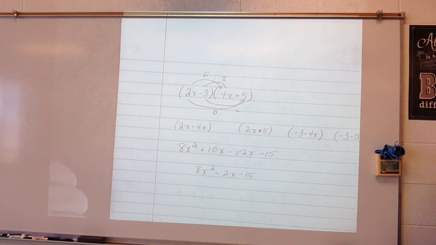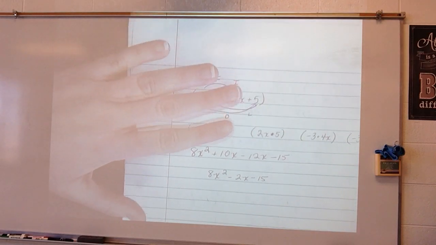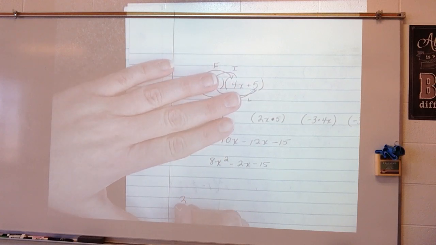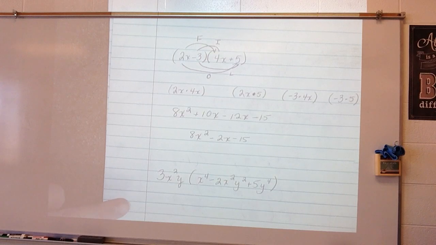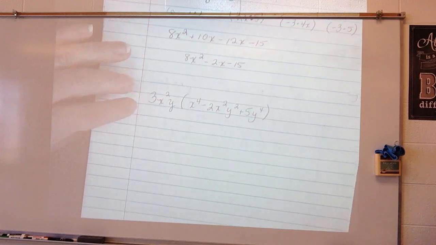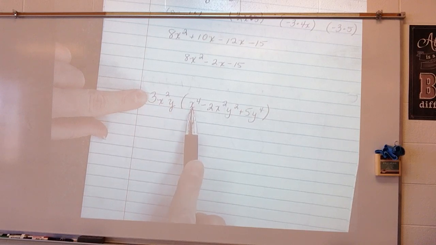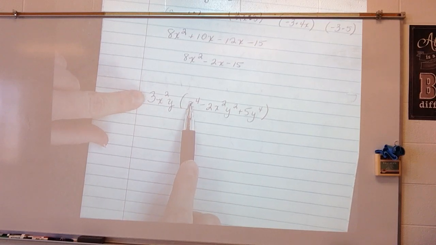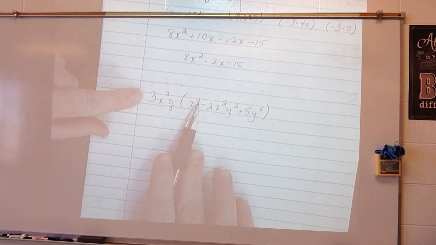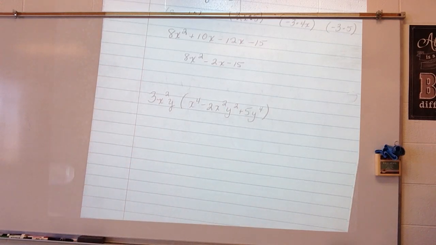You're not always necessarily going to use the FOIL method, but the one thing is you do have to remember to make sure you're multiplying by everything. So let's look at something like this. Here's what you have to understand about a problem like this. I have to multiply each part times my inside. So I've got to multiply 3 times x to the 4th, x squared times x to the 4th, and y times x to the 4th. So let's multiply this.